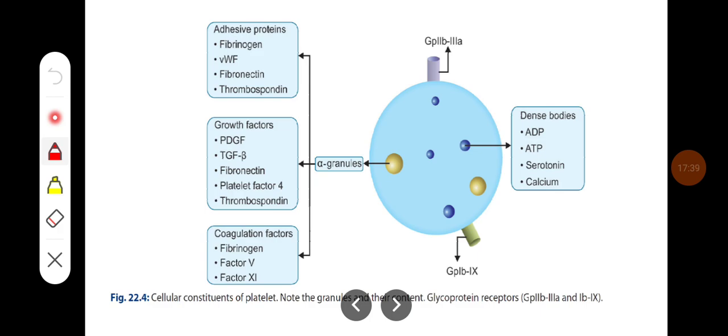So this diagram shows different granules and their contents. The alpha granules contain adhesive proteins like fibrinogen, von Willebrand factor, fibronectin, and thrombospondin, as well as many growth factors like PDGF, TGF beta, platelet factor 4, and coagulation factors like fibrinogen, factor 5 and 11. Whereas dense bodies contain ADP, ATP, serotonin, and calcium. It also shows the important glycoprotein receptors: glycoprotein 2b-3a and glycoprotein 1b-9.